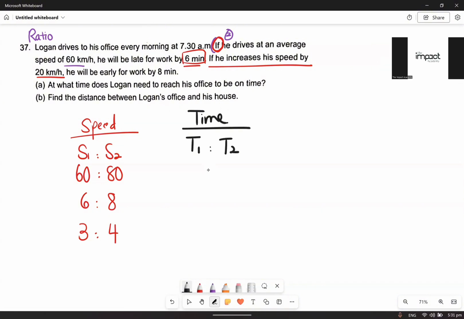Now, before I even move on to the time part, I want to ask myself, what is the meaning of speed and time in ratio? When speed increases, time decreases. When speed decreases, time increases. Is this something that you can understand? Yes. So my time has to be inverse, which is 4 is to 3. Am I making sense? Yes. That's basically how you would do this question.